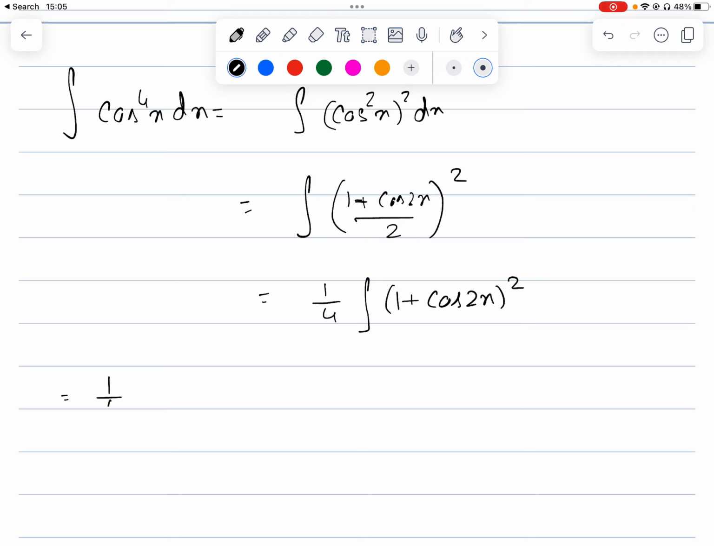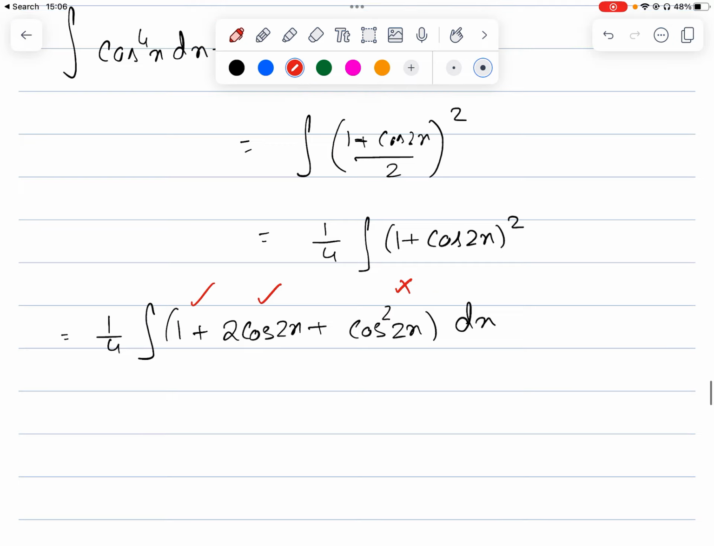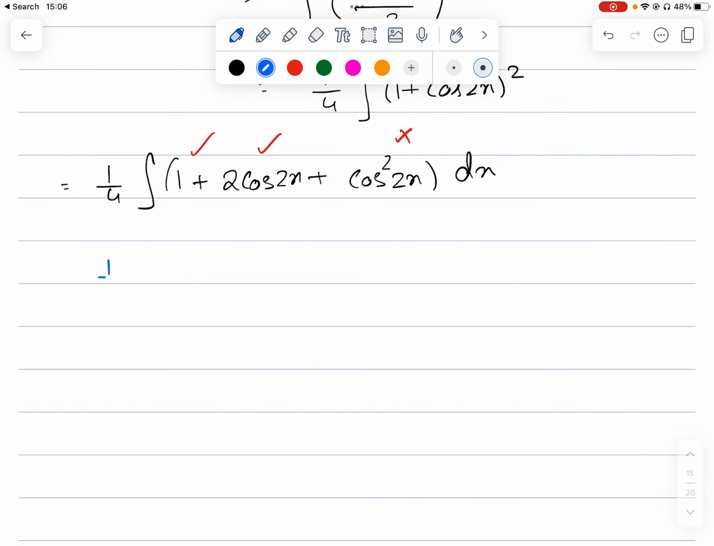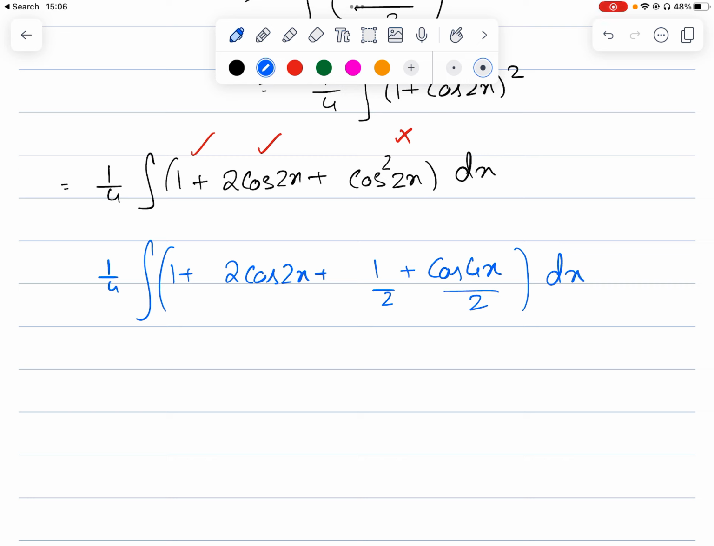So it is 1 upon 4 integral of a square plus 2ab plus b square dx. So again, 1 has no problem, 2 cos 2x has no problem, but cos square 2x does not have any formula. So therefore we have to do again 1 plus 2 cos 2x. Cos square 2x is the double angle formula, 1 plus cos double of the angle, cos 4x, whole divided by 2. So write by 2 separately for both, dx. Now add them up. 1 plus 1 upon 2 is 3 upon 2, 2 cos 2x plus 1 upon 2 cos 4x.